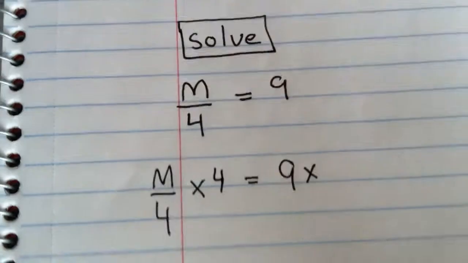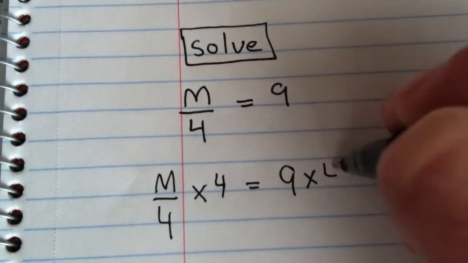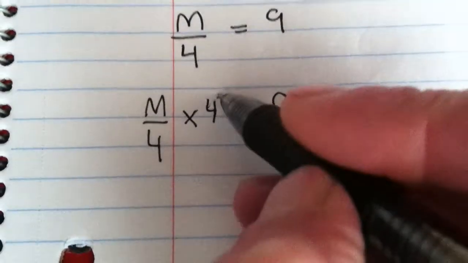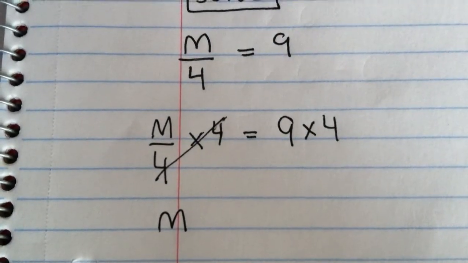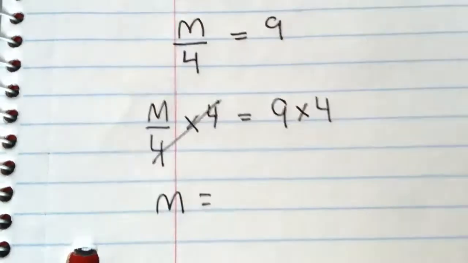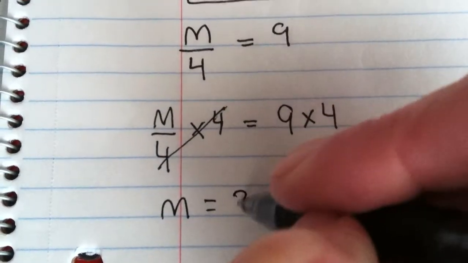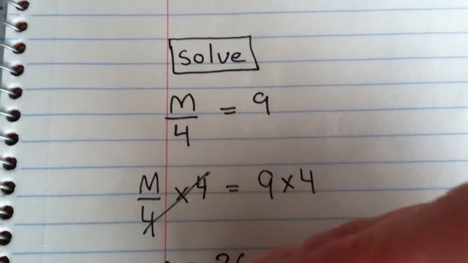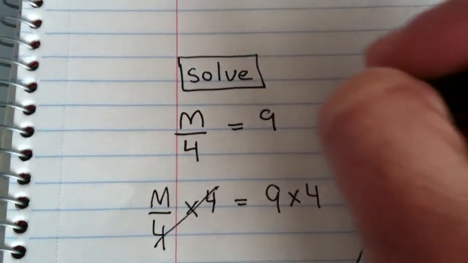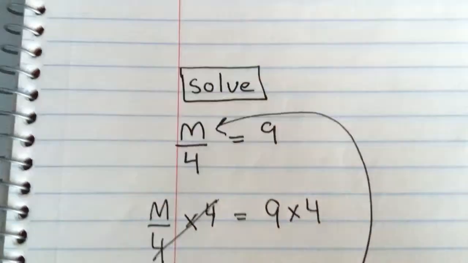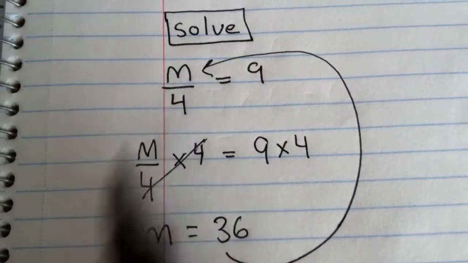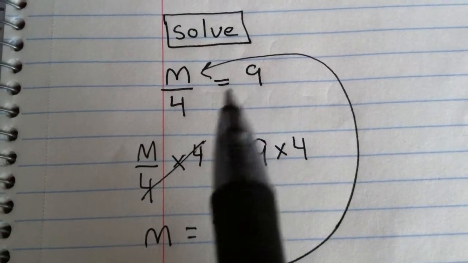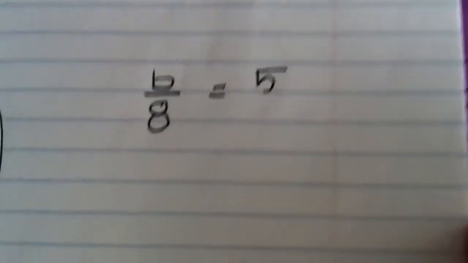So I multiply times 4. These cancel out. I'm left with m, which is what I was hoping for, to figure out what that variable was. 9 times 4 is 36. Let's check our work. Let's substitute 36 for that m. What's 36 divided by 4? Class, it is 9.